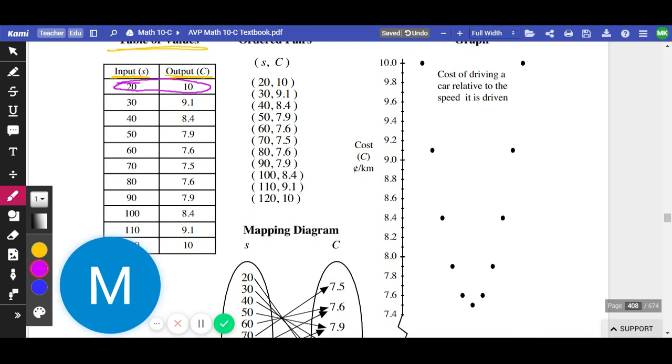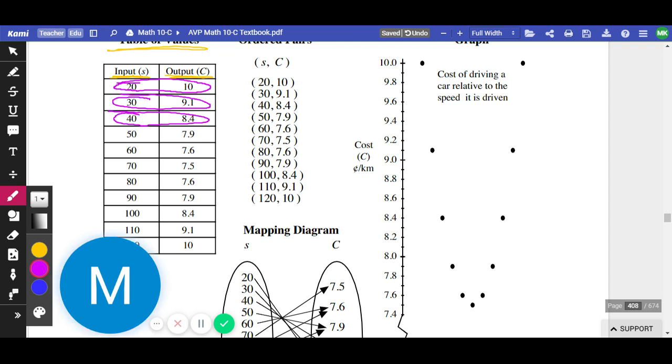So this is saying if I drive at 20 kilometers an hour, it costs me 10 cents per hour. The next one tells me if I drive at 30, it costs me 9.1. If I drive at 40, it costs me 8.4. These are all pieces of data that connect to each other. On a table of values, whatever's directly beside it, that's what's connected to it.